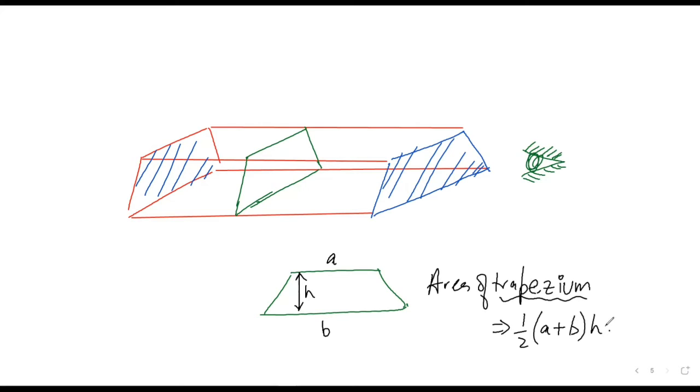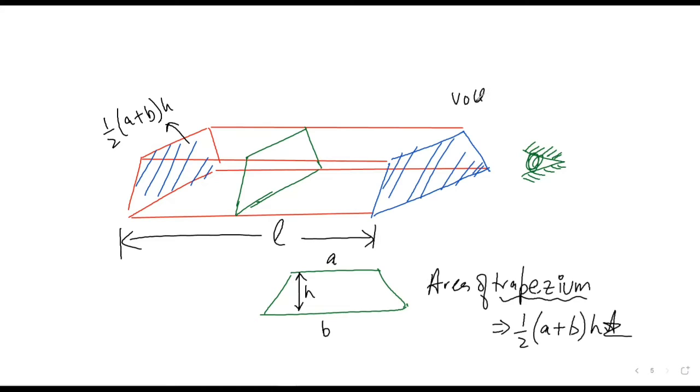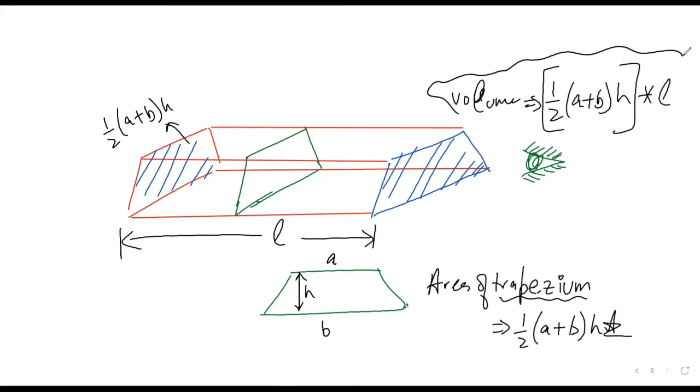Okay. So now the area of each slice is half (a plus b) into h, where h is the distance between the two parallel sides. Now, if this whole length is L, do you guys agree that the volume of this figure would be equal to half (a plus b) into h, whole multiplied by L? Do we agree to this? We haven't understood this. Sir, I didn't understand. Okay, Satya, Sarthak, any problem?